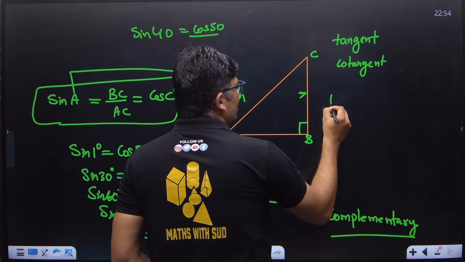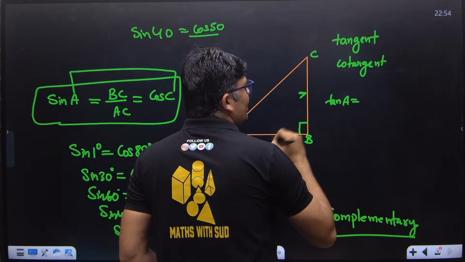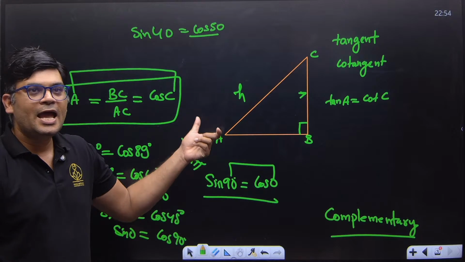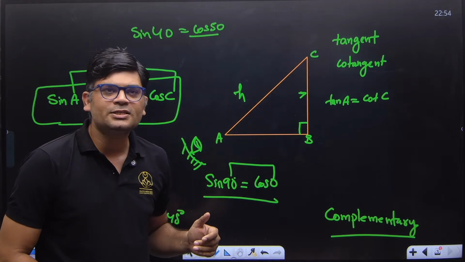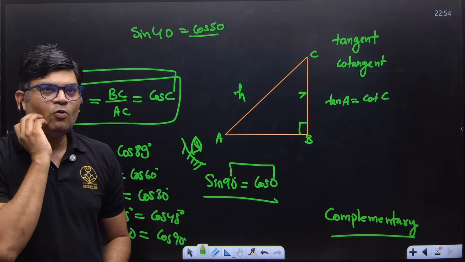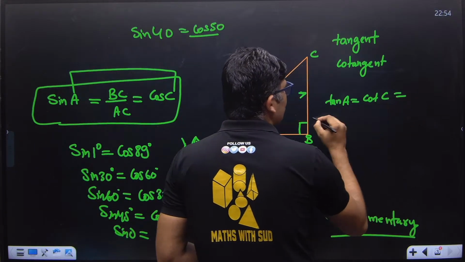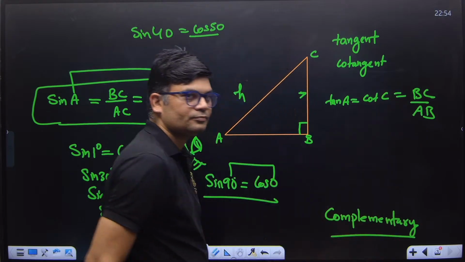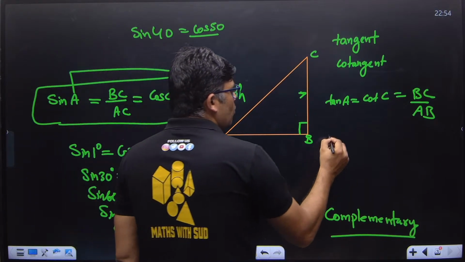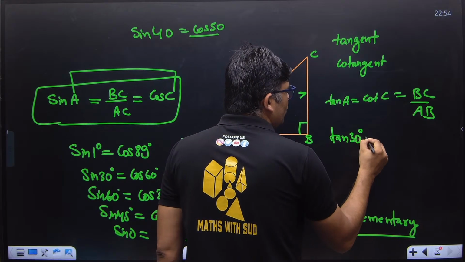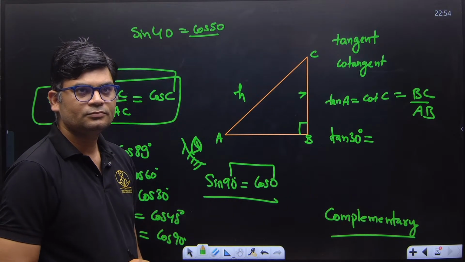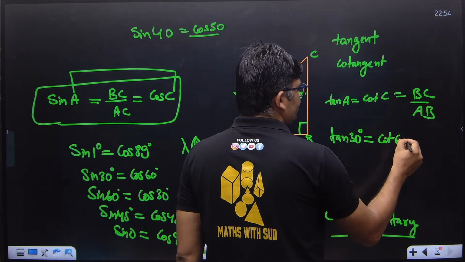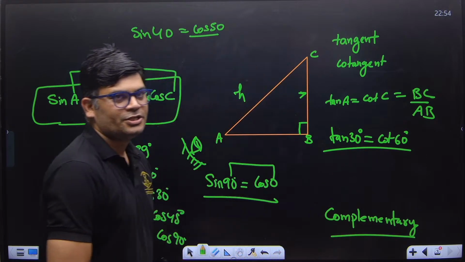So what is tan? If I ask you what is tan A, you can say it will be equal to cot C, because again A and C are complementary angles. And what is tan A equal to? You will say it is opposite side upon base, that is BC upon AB. And if I ask you what is tan 30 degree, can you tell me? Cotangent 60 degree. You can say cotangent 60 degree.